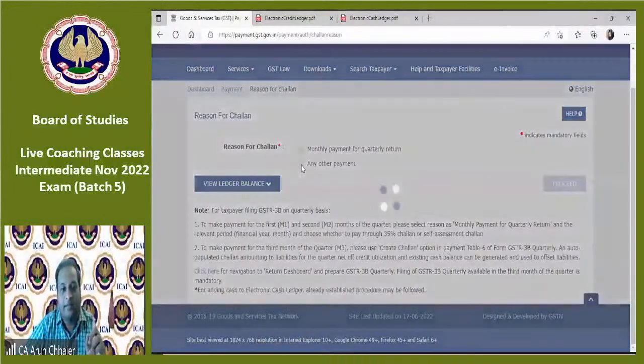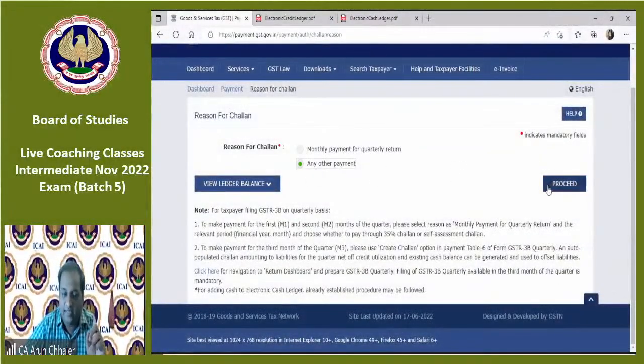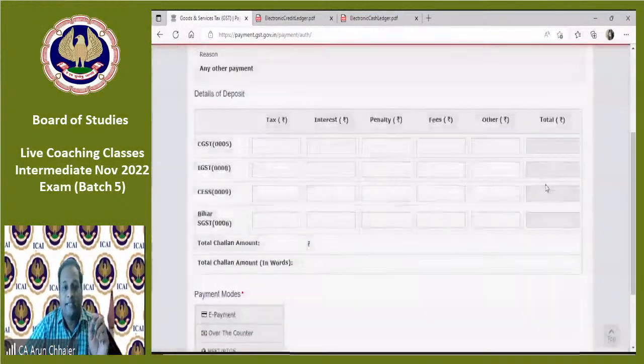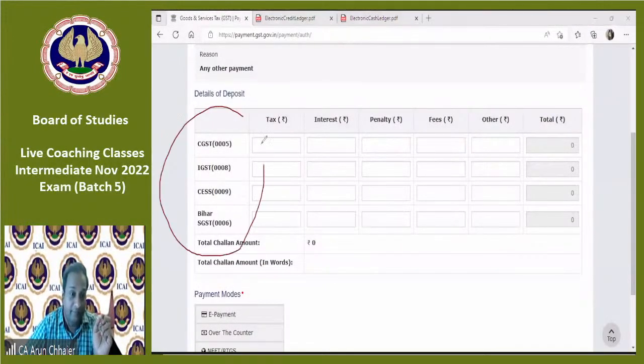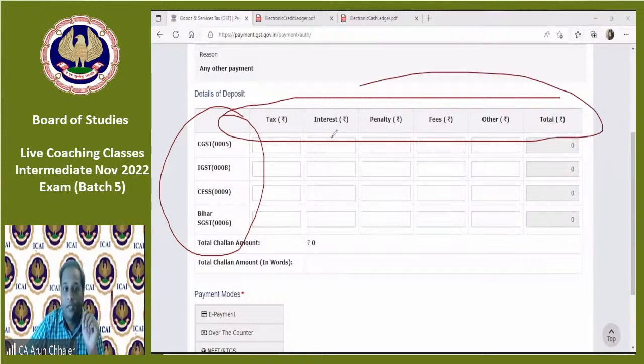Suppose I am making the, what is the difference? We'll discuss in the written chapter. But let's say I need to make the payment. See, these are the major head. These are the major head. And these are the minor head. So when I am depositing the amount, that is nothing to do with advance tax like DT.